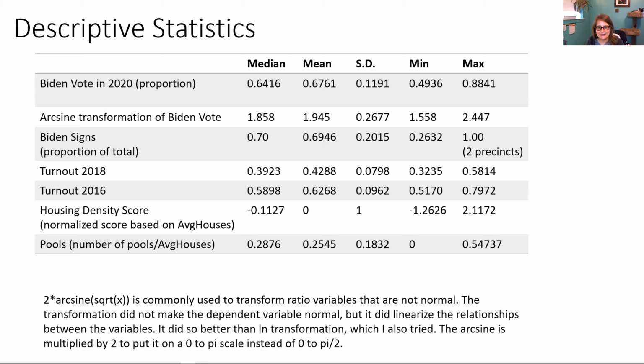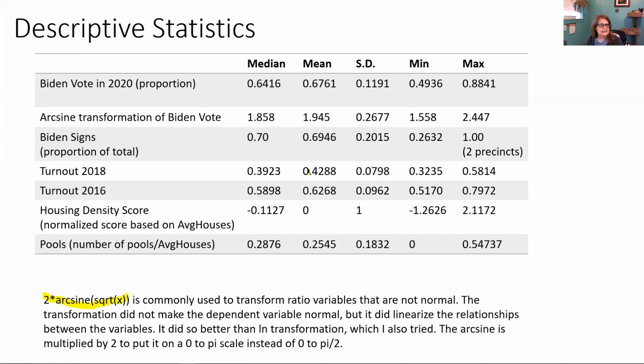So here's where I get to talk about my data transformations. The Biden proportion is a ratio variable, so it is not normally distributed, and there were lots of nonlinear things going on with the independent variables and my dependent variable before it was transformed. I ended up using the transformation that is given in the note here, the arcsine transformation, which is commonly used to fix this type of problem. And it did a better job than a log transformation, which I also tried.